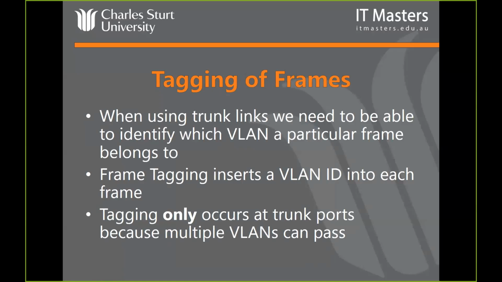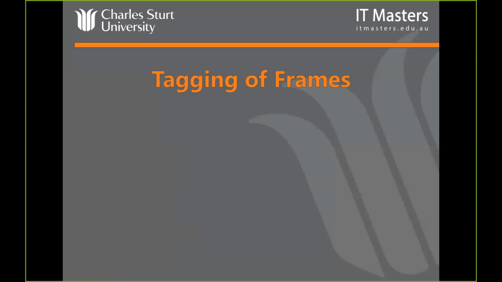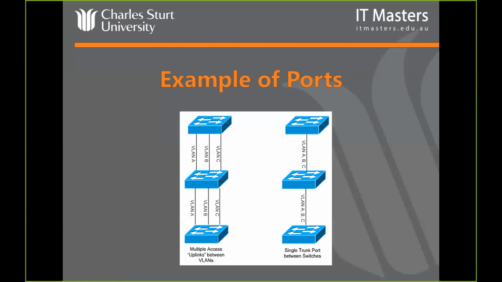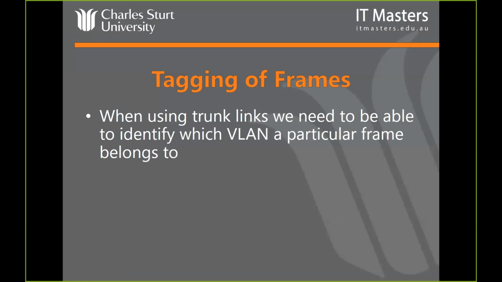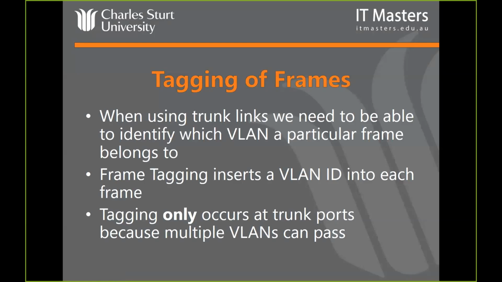So when using trunk links, as we've seen from this, we need to be able to identify which frame belongs to which VLAN. And we do that by frame tagging. Basically, frame tagging is really just inserting the VLAN ID onto each frame as it goes through. So this frame is VLAN 1, this frame is VLAN 2, this frame is VLAN 3. And this only ever occurs at trunk ports because that's the only place in which multiple VLANs can pass across.